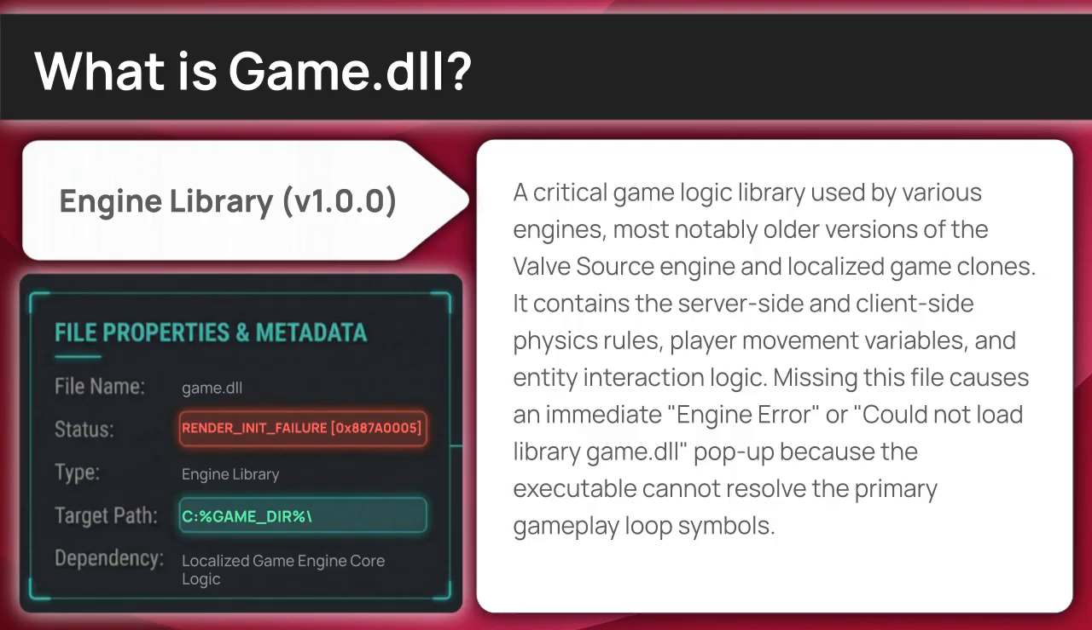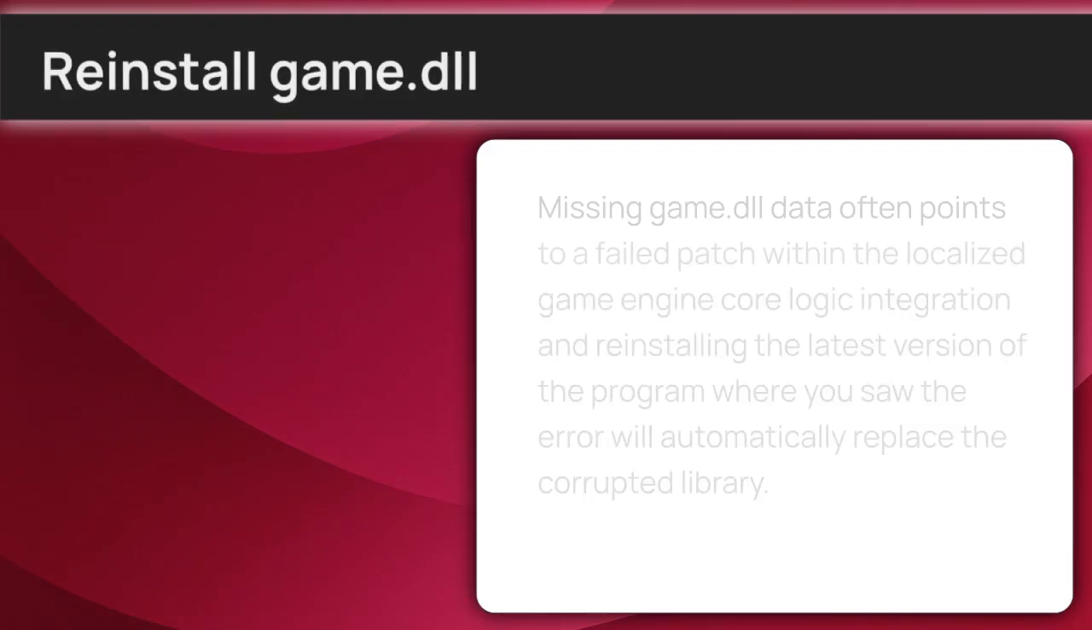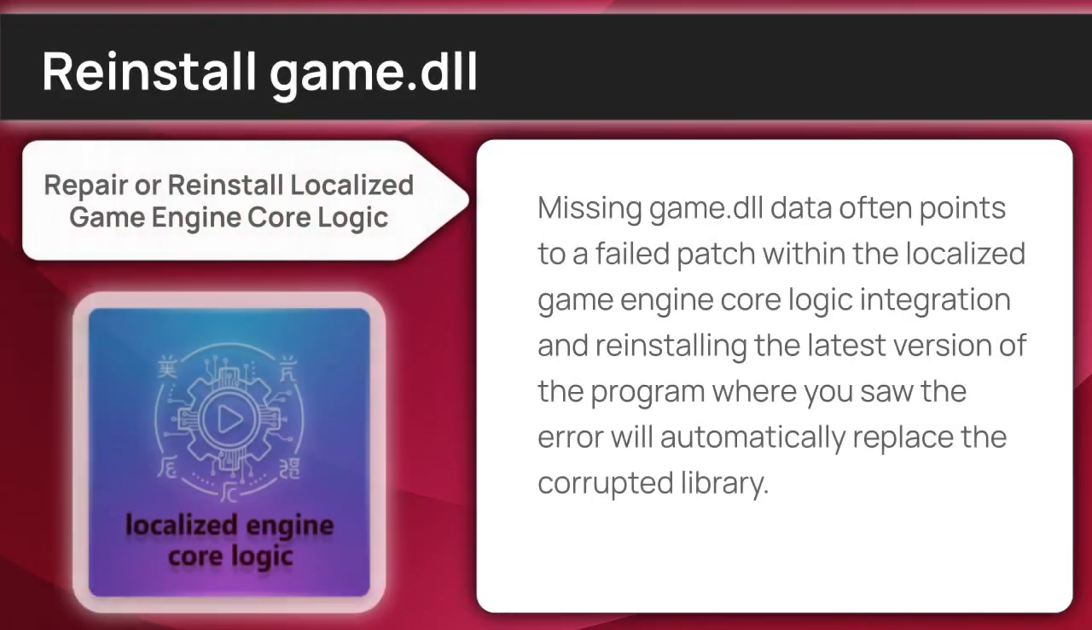With that context in mind, our first logical step is a clean reinstallation. Missing Game Library DLL data often points to a failed patch within the localized game engine core logic integration, and reinstalling the latest version of the program where you saw the error will automatically replace the corrupted library.